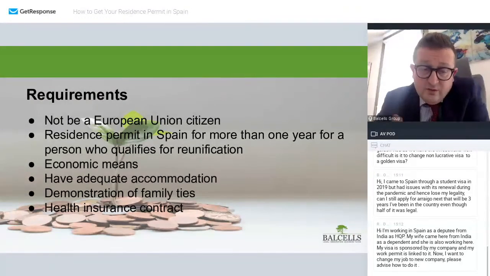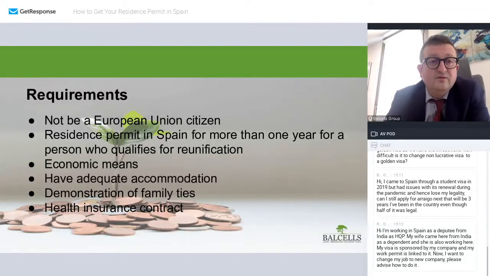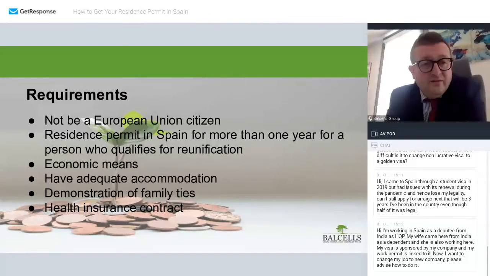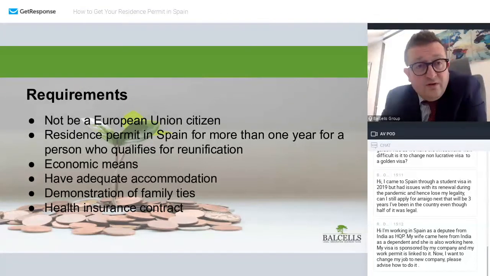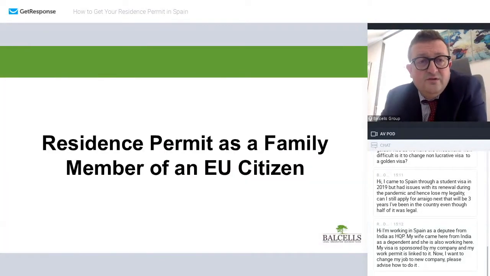As always, not to be European, to have a residence permit for more than 1 year, to have enough money to bring them. There is a table of the resources that you need to have. An adequate accommodation, a flat big enough for all the people to live in. This is proved by an architect from the city hall. The demonstration of the relation, the family relation, birth certificate, marriage certificate, and to have a private health insurance as well.